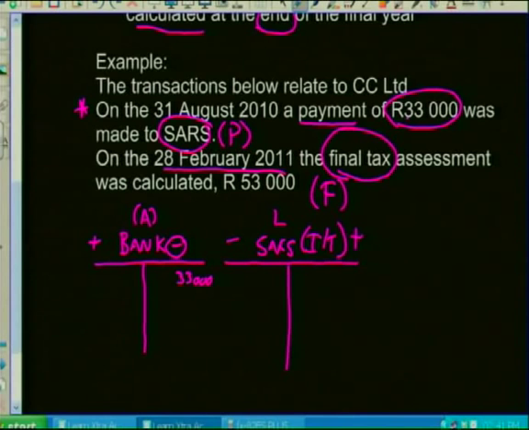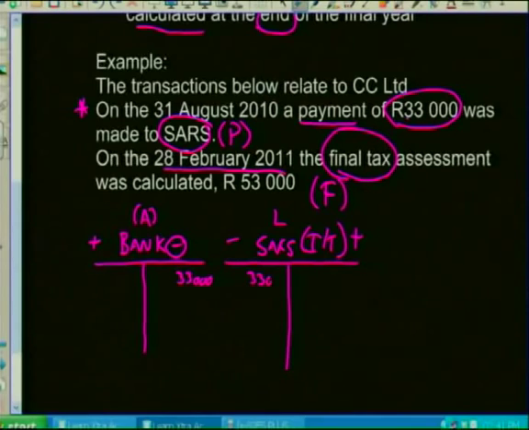If bank is being credited, the account debited then has to be SARS income tax. So SARS income tax, 33,000 on the debit side. In other words, my liability is decreasing by this amount of 33,000.